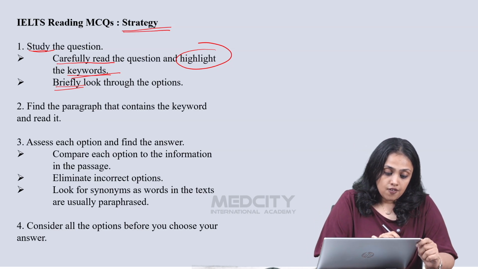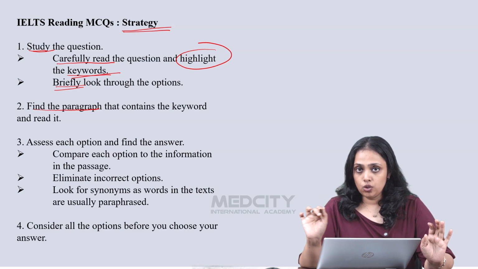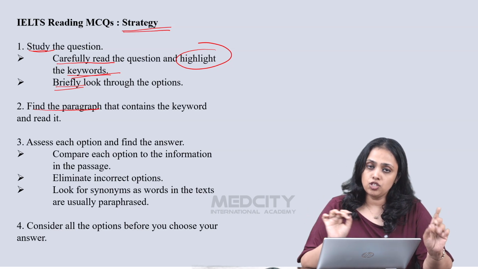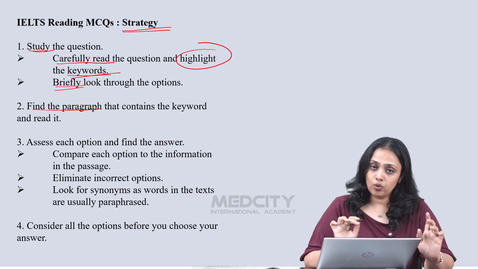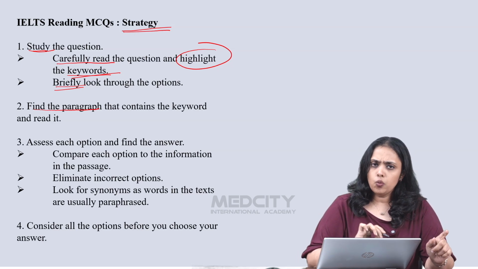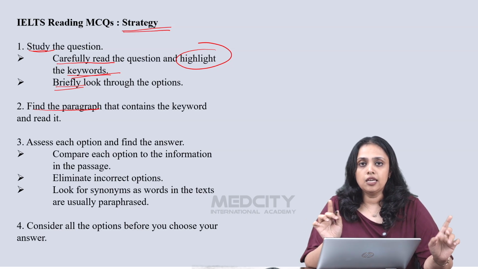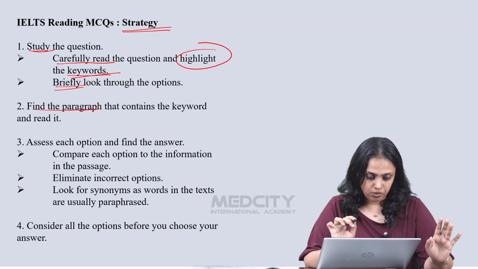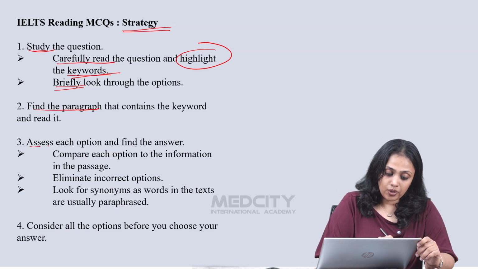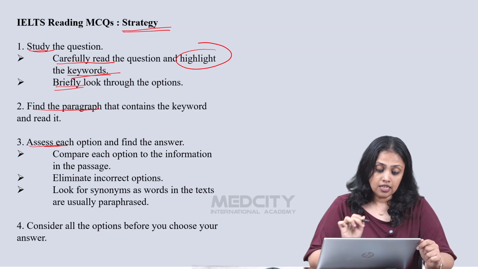Then find the paragraph that contains the keyword. Based on the keywords that you have highlighted, you go to the passage and search for them. Then, once you have located that paragraph, now when you come back to the options, it's not necessary that you'll be immediately able to identify which is the right option. So what you have to do is assess each option one by one and then find the answer. How will we assess that?